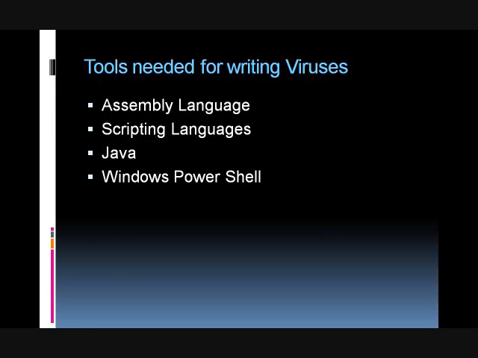Now to take a look at a few programming languages that are used to develop viruses. Viruses can be coded using any programming language. We already know that a virus is a small program coded to cause some form of destruction to a computer and cause inconvenience to its users. We will be focusing on the programming languages stated here and their use in developing computer viruses. During the rest of the presentation, we will see a few brief introductions to each type of language that we will be focusing on: assembly language, scripting languages, Java, and Windows PowerShell.